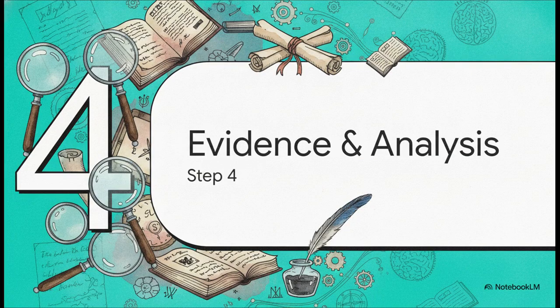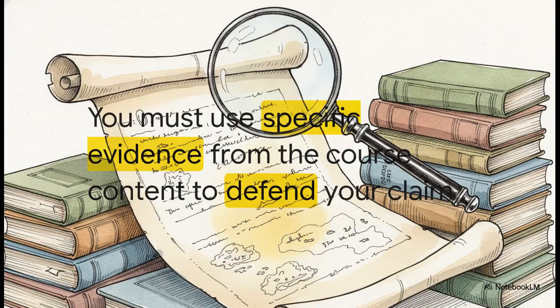Which brings us to Section 4, Evidence and Analysis. All right, this is a crucial part of the module. It's worth 35 points, so it definitely requires your utmost attention. This is where you prove you can truly think like a historian. So, unlike that initial guess you made earlier, you now have to answer the historical question again.